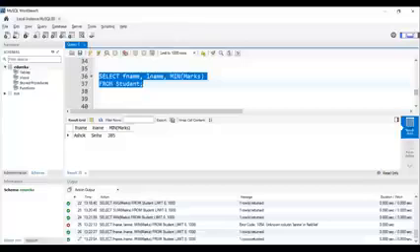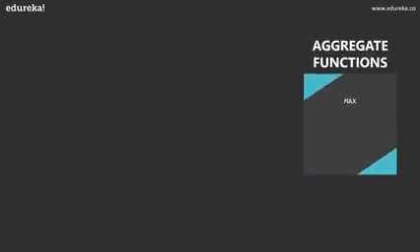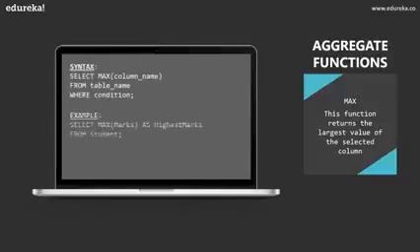Ashok Sinha has scored 385 marks, and this is the minimum marks in this entire table. And the last aggregate function that we're going to discuss is max. The max function returns the largest value from the selected column, and the syntax is select max of column from table where condition. Let's execute this example.